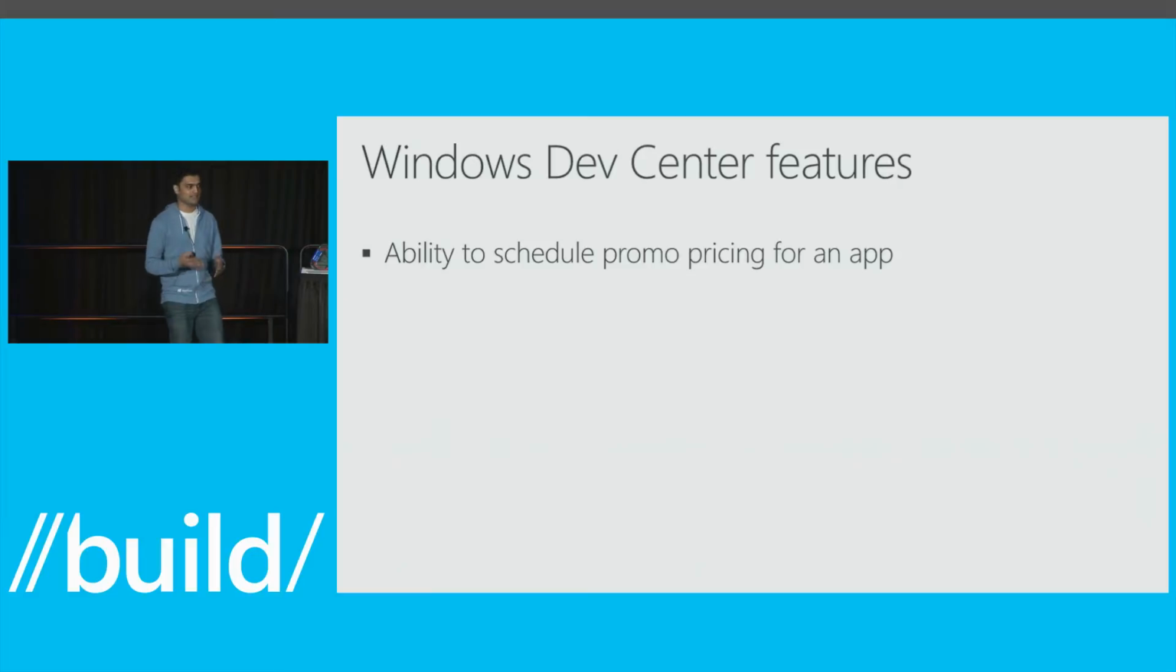An example is Thanksgiving week coming up. You, in advance, can say, my start and end time for this promotion is this, and please make my app available for 99 cents instead of $4.99. You can do this in advance.